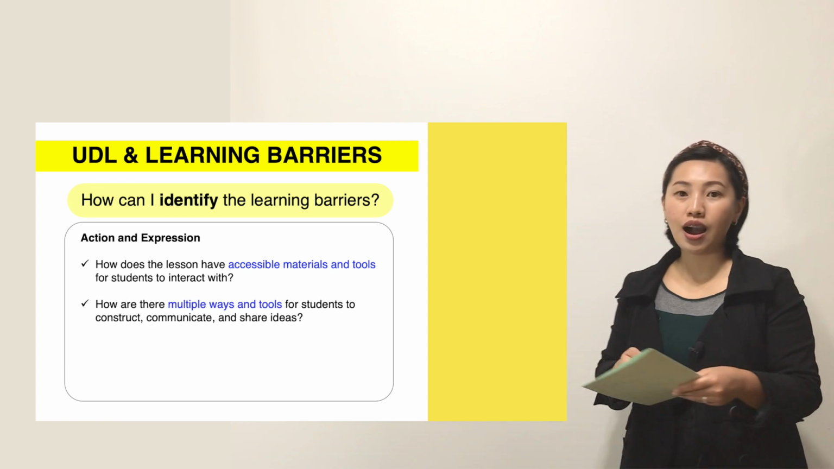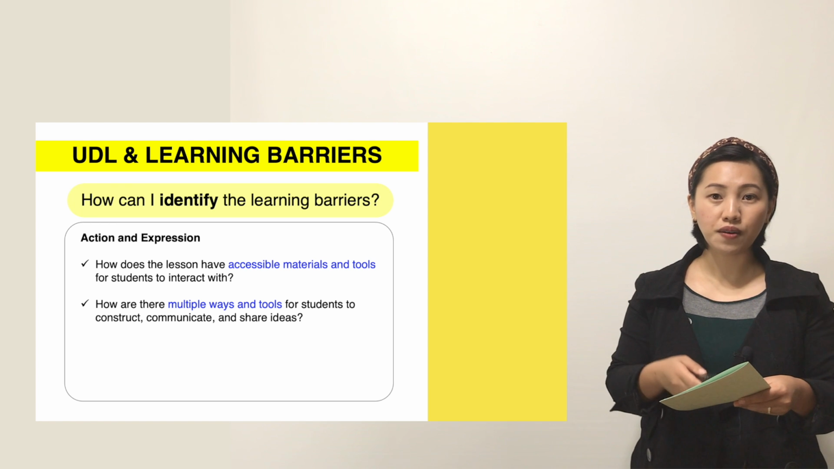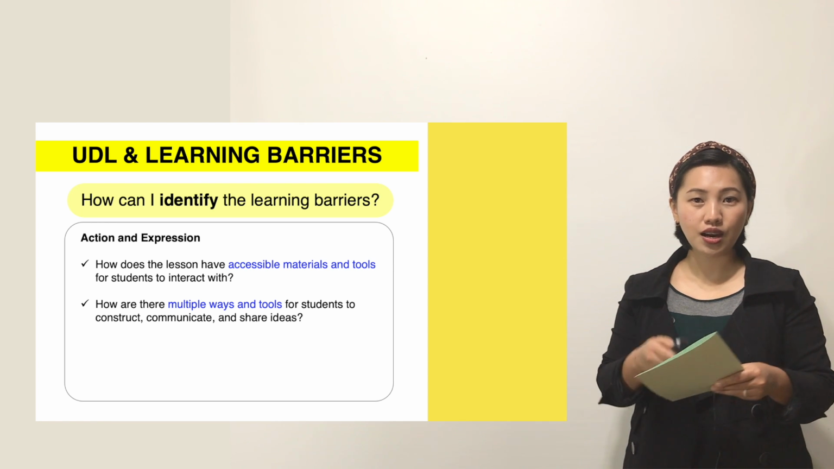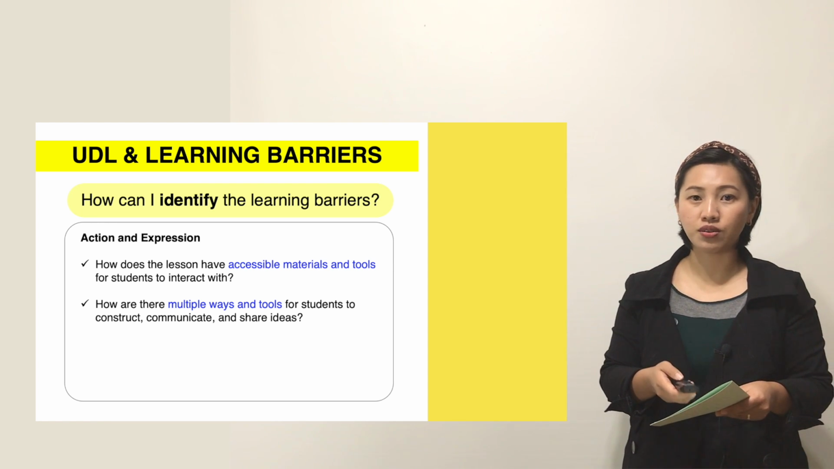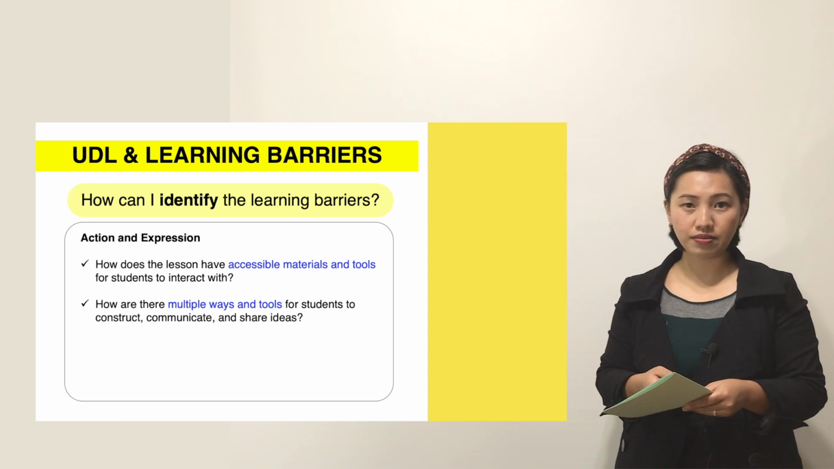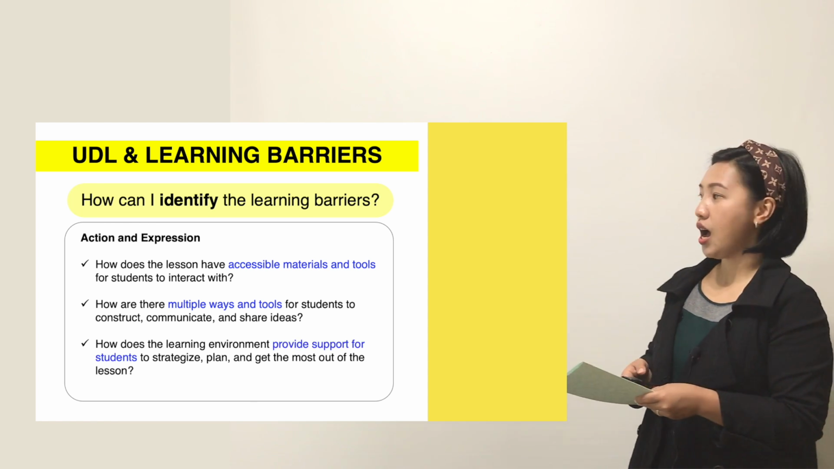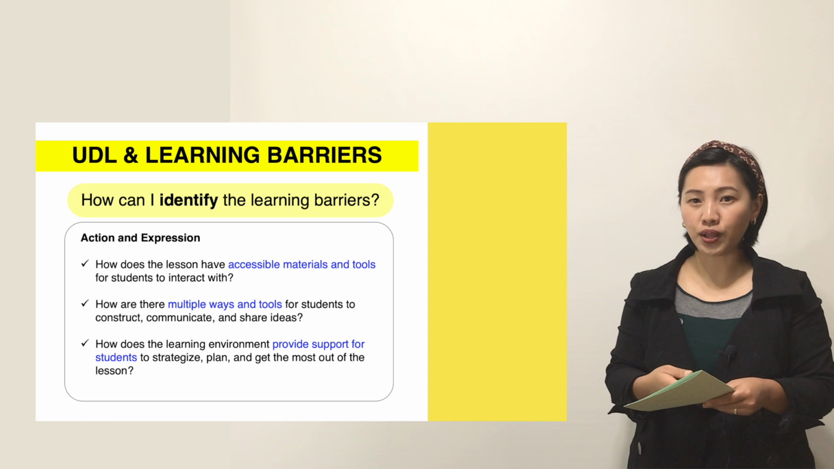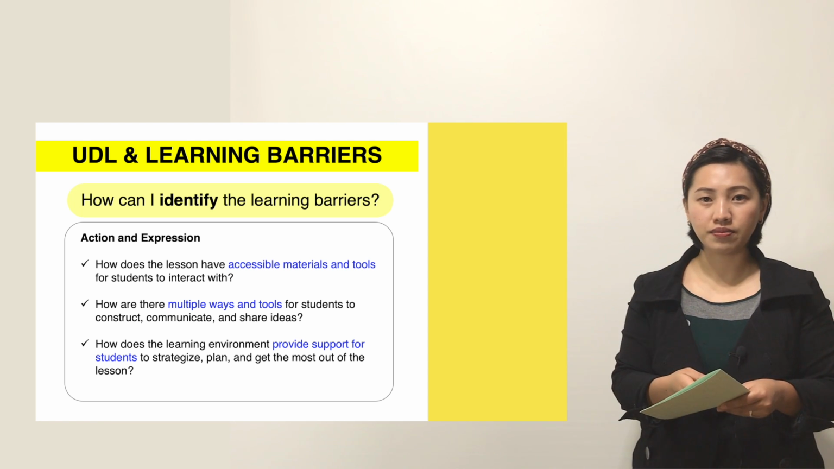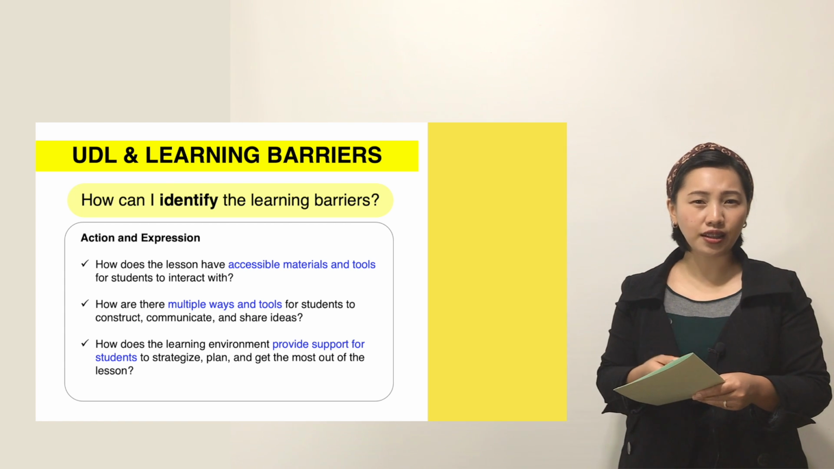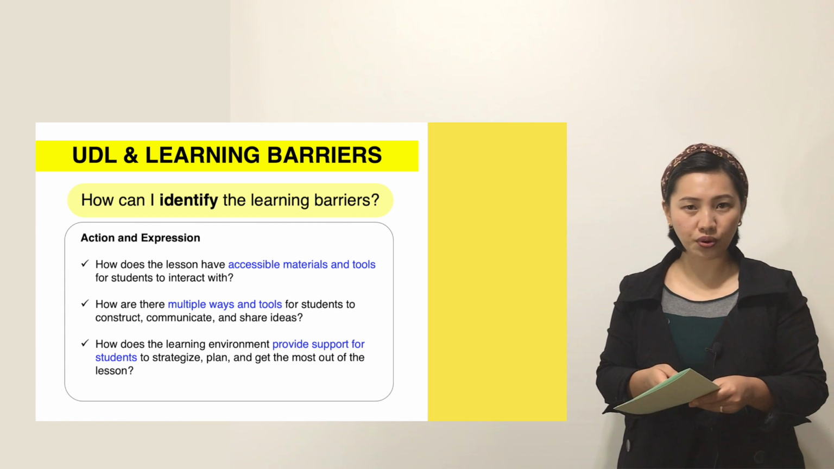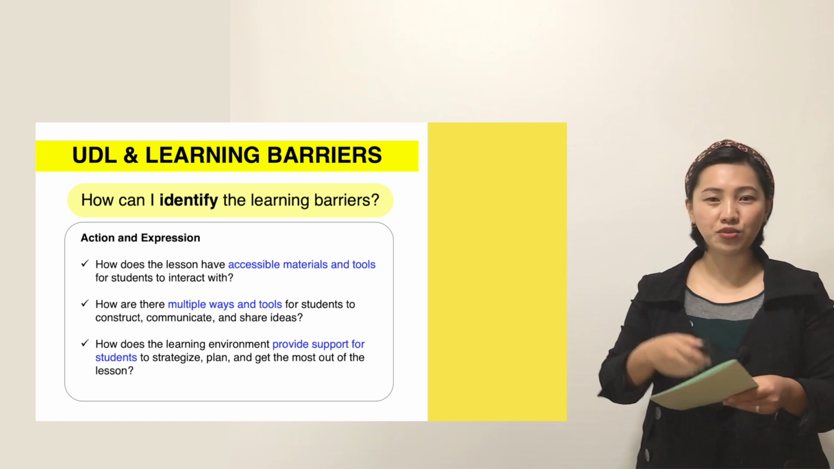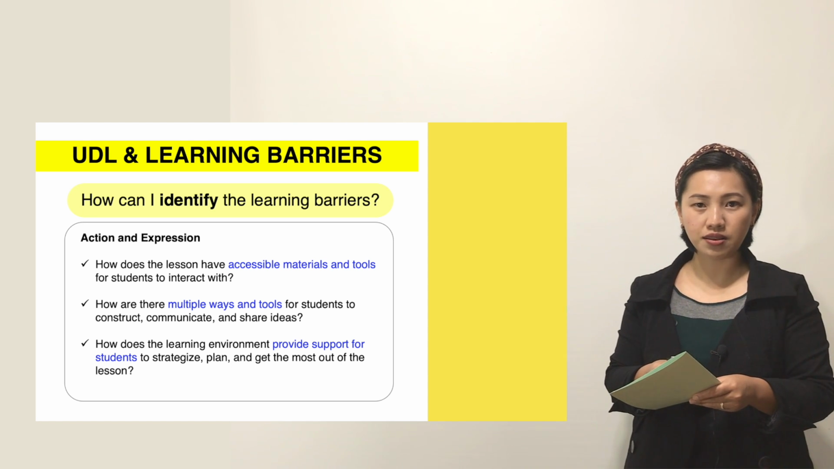Another question. How are there multiple ways and tools for students to construct, communicate, and share ideas? Another one. How does the learning environment provide support for students to strategize, plan, and get the most out of the lesson? Lastly, is the classroom or school able to give them the needed support for them to manage their own learning? Okay, for them to strategize, plan, and get the most out of the lesson.